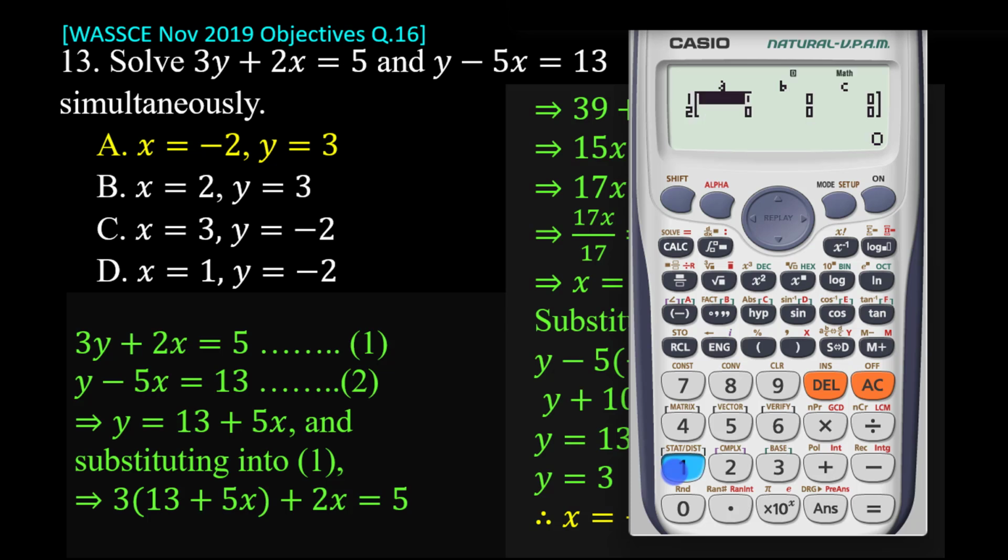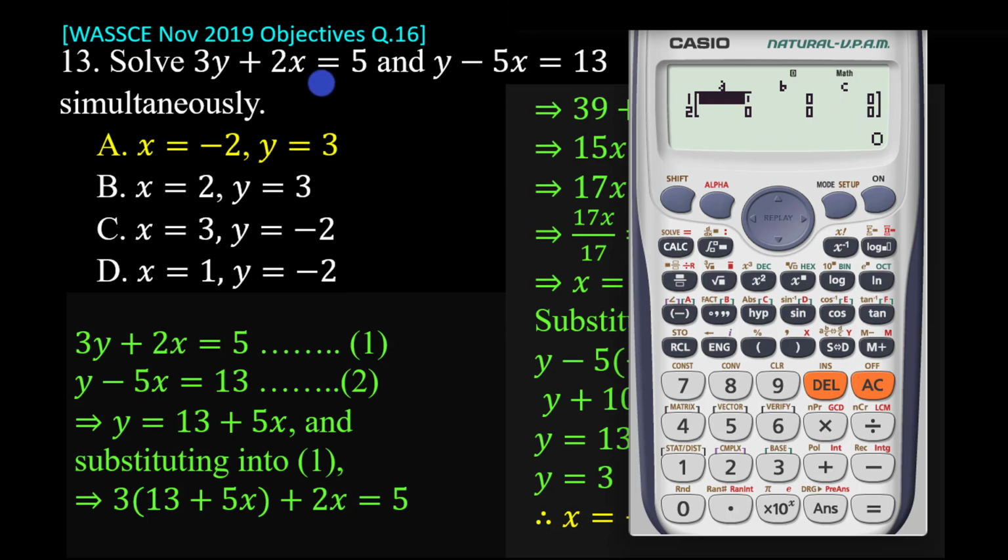So press 1. And now the matrix we have on our screen represents the various values, or the various coefficients and constants in both equations. Now we have A here, and then we have B, and then we have C. Normally A is a coefficient of x, B is a coefficient of y, and C is a constant at the other side of the equation.